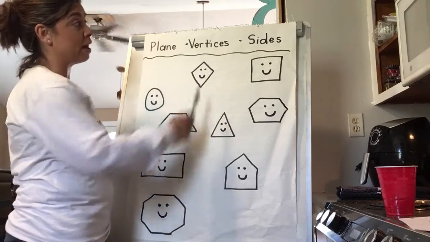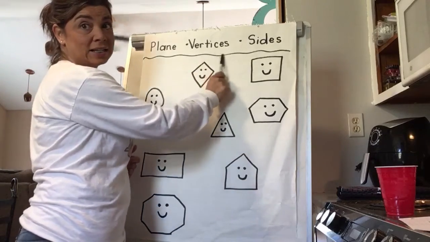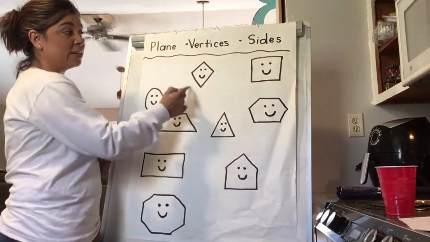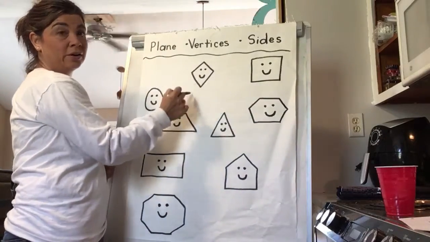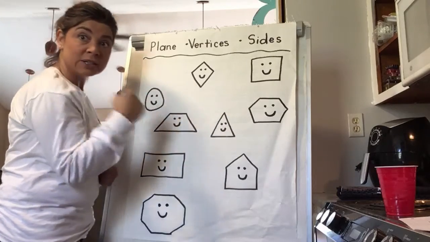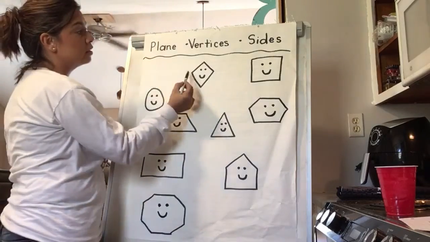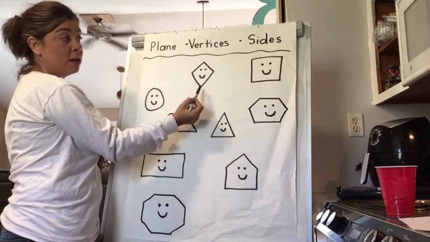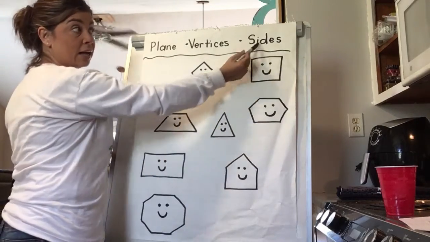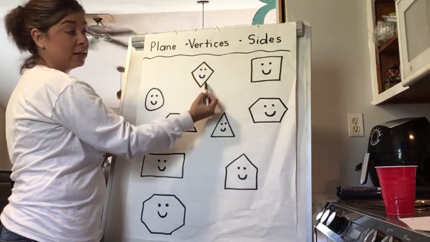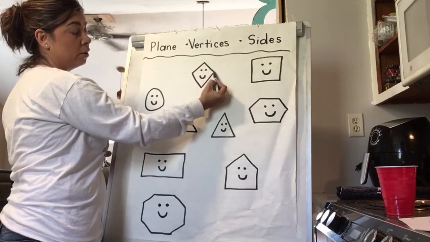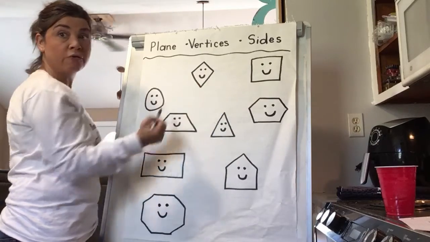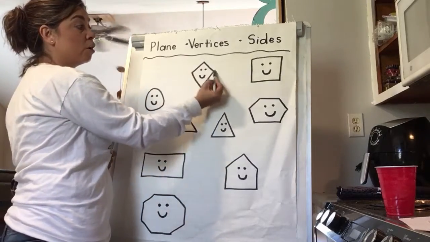We're going to be talking about how many vertices are in these shapes and how many sides are in these shapes. If we take a look at this cute little guy here, we can see that vertices are your corners. And so we have 1, 2, 3, 4 corners. And we have sides, which are straight lines. We have 1, 2, 3, 4. So we have 4 corners or vertices, and we have 4 sides.